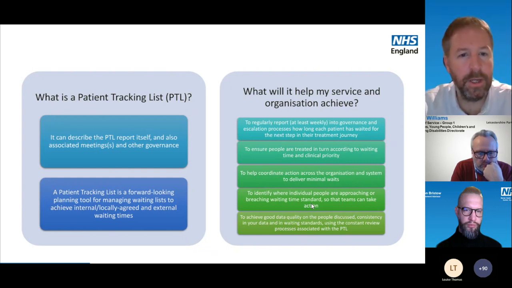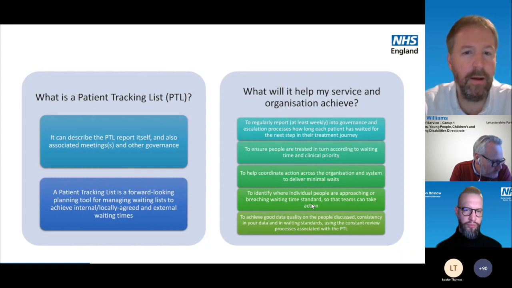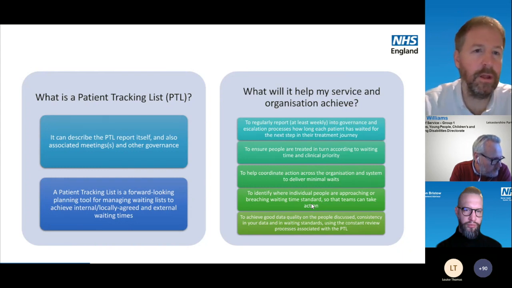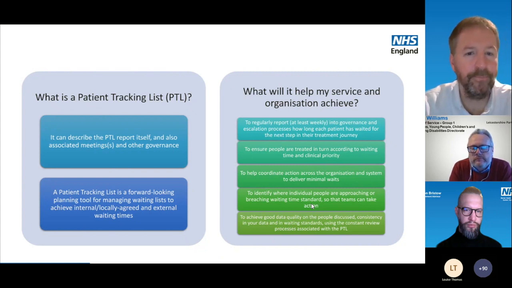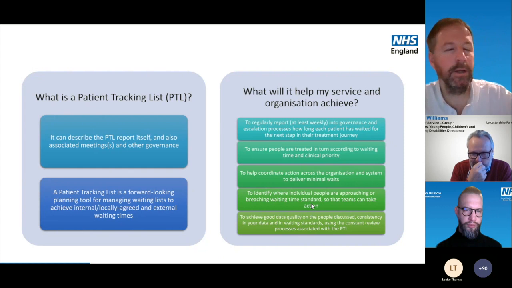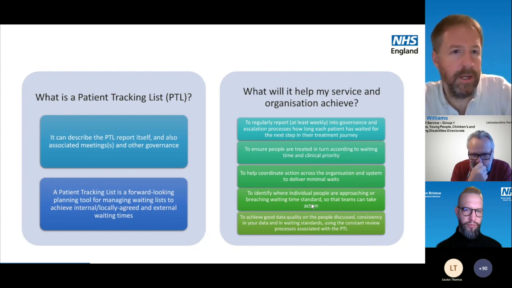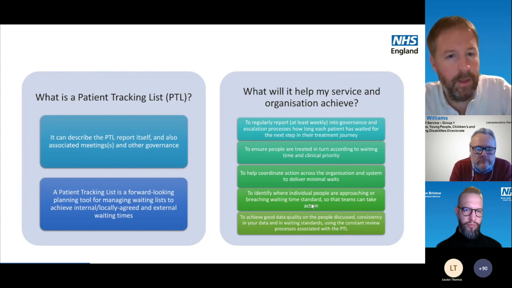So what can it help us to achieve, or help you to achieve? It can give you a regular view into your governance process, what's happening on the ground, how long each person's waited for the next step of their treatment journey. So as Simon said at the beginning, who's waiting, what they're waiting for, and when they need to get it by. Make sure that people are treated in turn rather than individual decisions being taken, which might be inconsistent from one team or one clinician to the next, subject to clinical urgency, obviously.